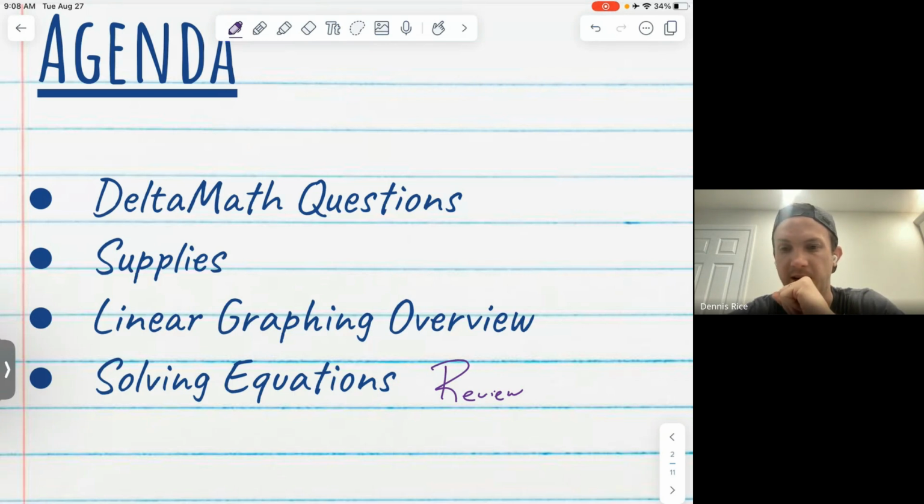Or I think even hitting the divide button works if you're on an iPad or something. So if you hit the divide button, it gives you a little ratio.